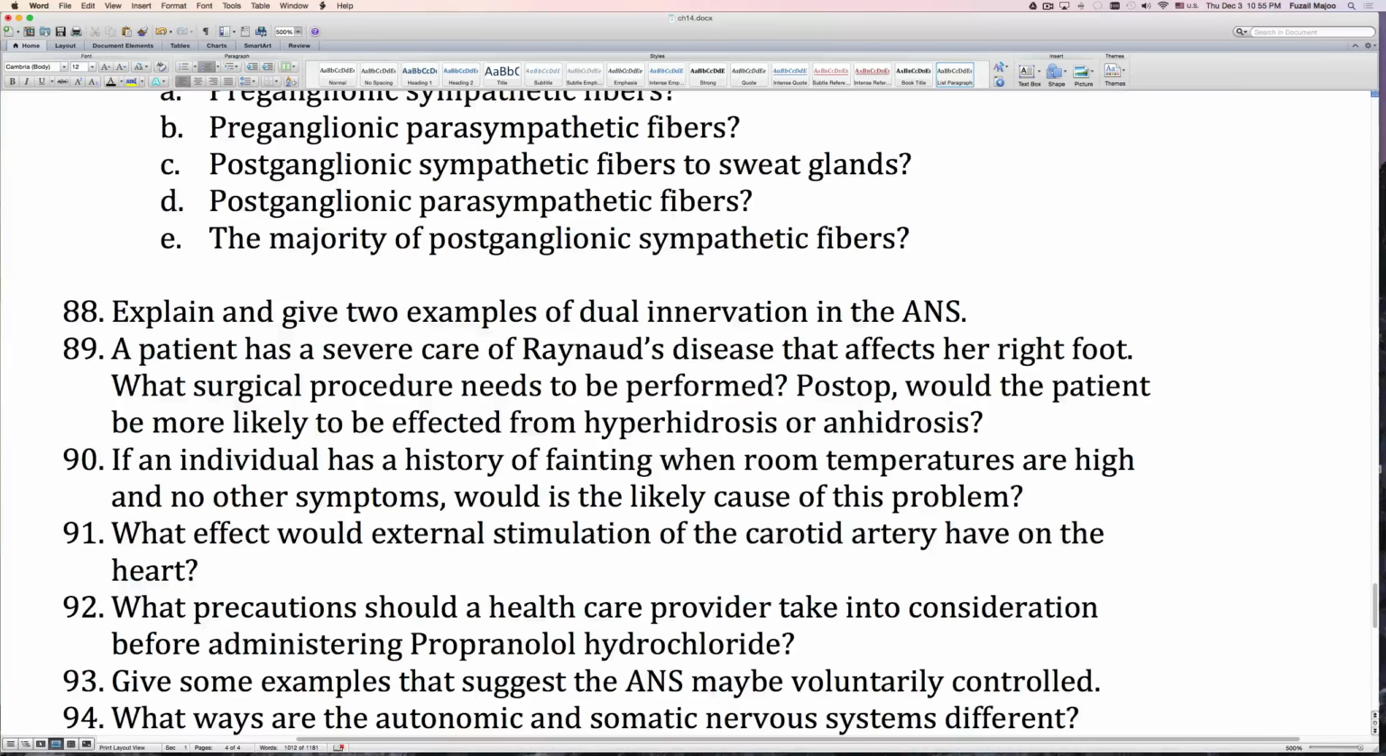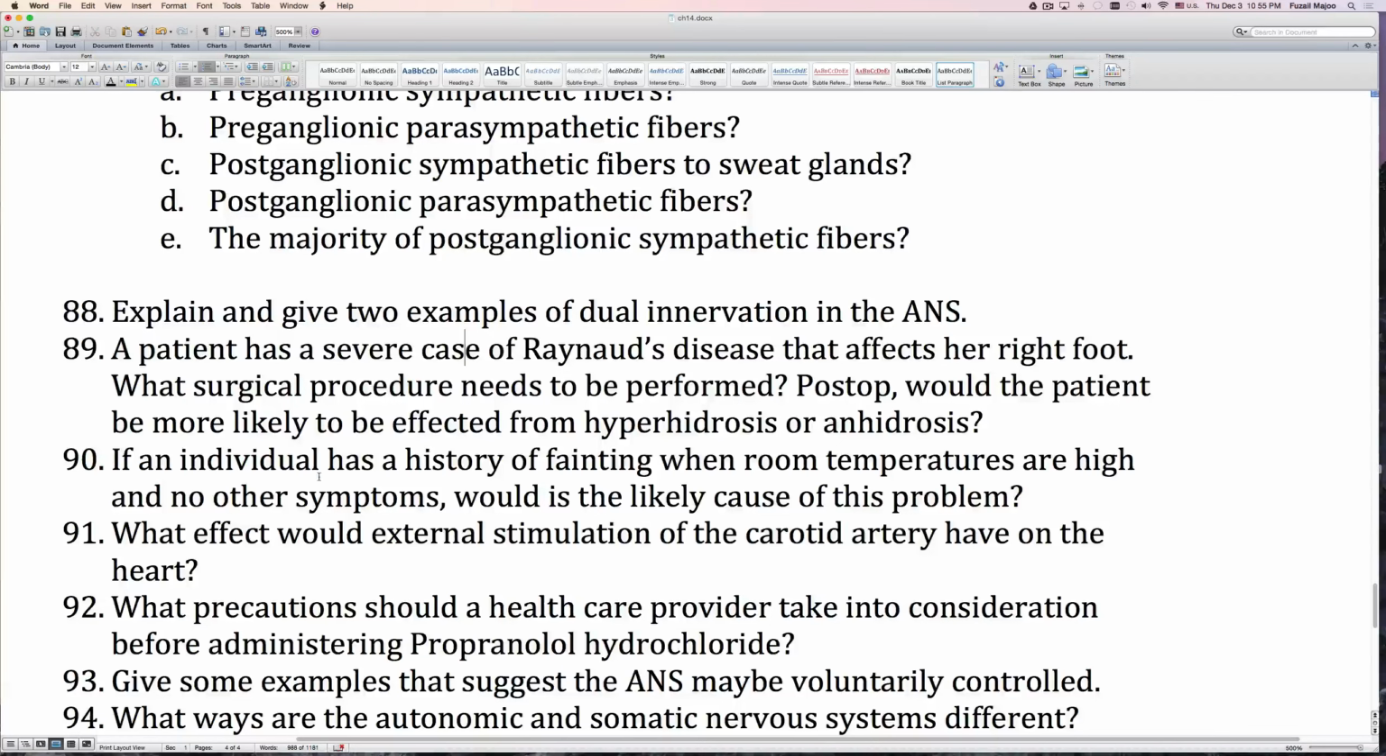Okay, so once again, patient has a severe case of Raynaud's disease that affects her right foot. What surgical procedure needs to be performed to correct this? Postoperatively, would the patient be more likely to be affected from hyperhidrosis or anhidrosis? Number 90.